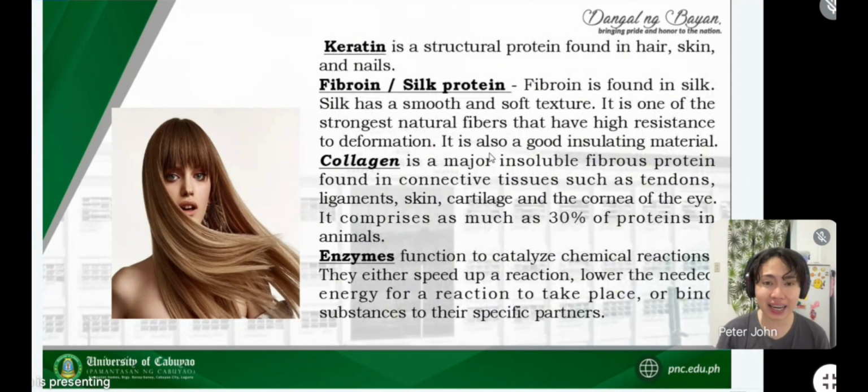We have the keratin. Yes po. Si keratin is a structural protein found in our hair and skin and nail. Yes, ibig sabihin, yung sa buhok natin, sa kuko natin, yung keratin is a protein. Yes po. Kaya nga, pag nagsha-shampoo kayo, yung iba, gumagamit ng keratin na shampoo base, kasi nga, maganda siya and healthy.